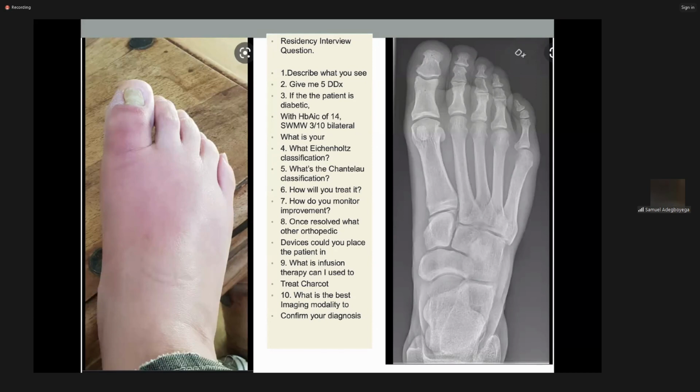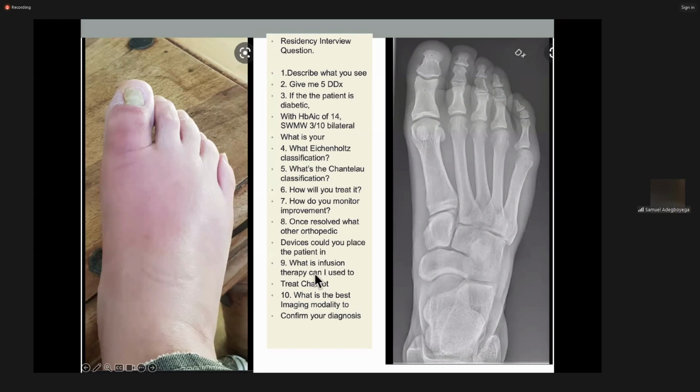Once you resolve all these problems, everything is now stable. The patient went from Charcot stage 0 to now the redness is gone, it's stable. What device can you place the patient on? Like an orthopedic device? Yes. Could you try a patellar tendon bracing? You could do that. You could do a CROW walker. You could put them in a well-padded diabetic shoe, right? You could do that. Good.